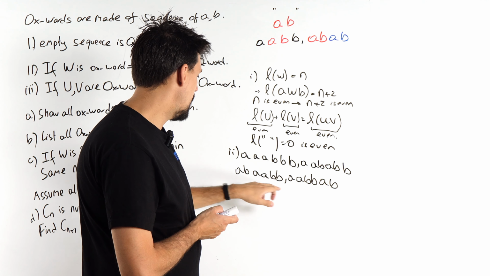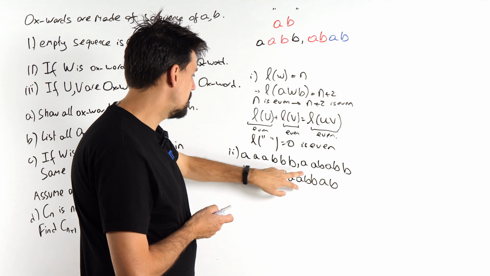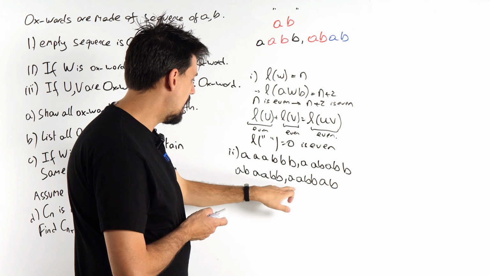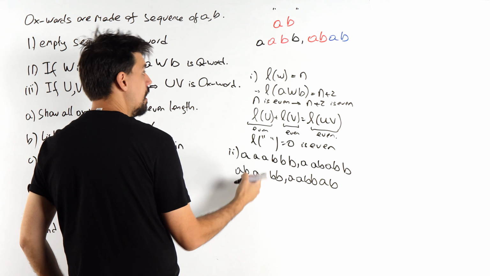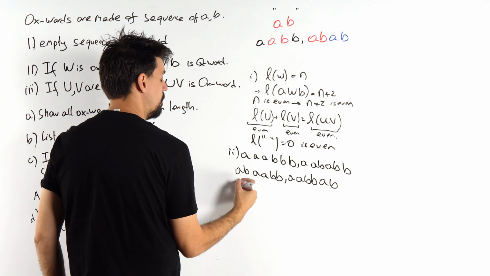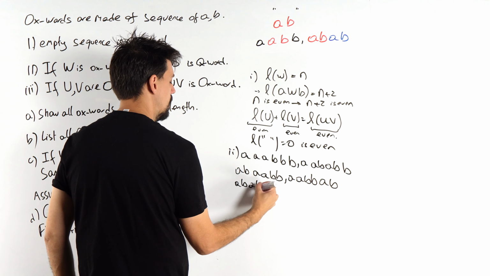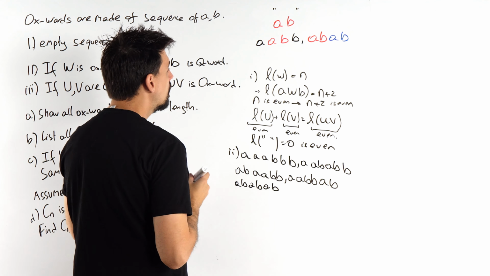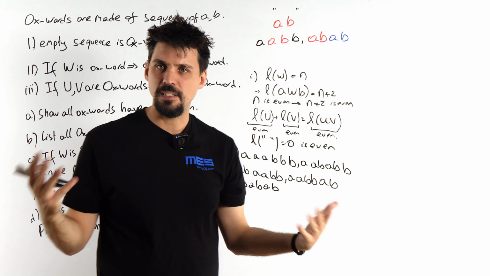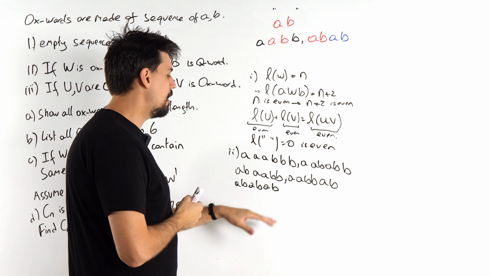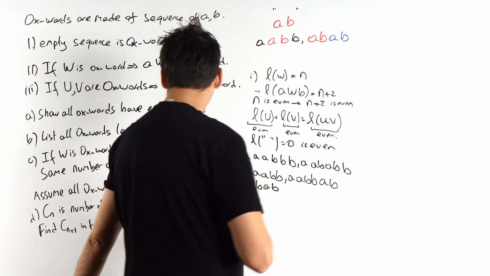AAB, AAB, but these are different because that's AABA, AABB, so we're okay. We can do the same thing here. I can go that word and that one, AB, AB, AB. Or I could go that one and that one, but then I've gone back on myself. It's the same word. So how many are there? There are 5.